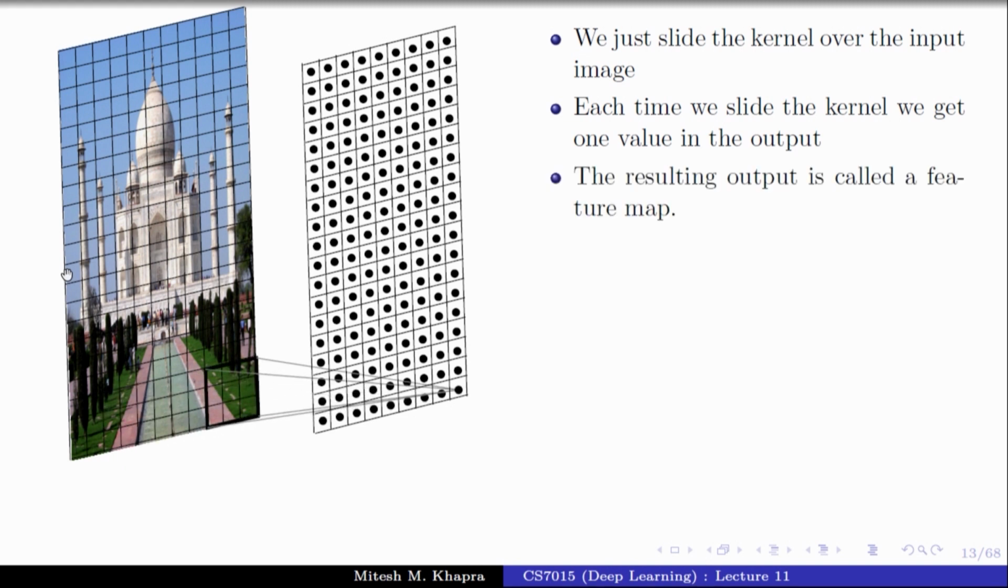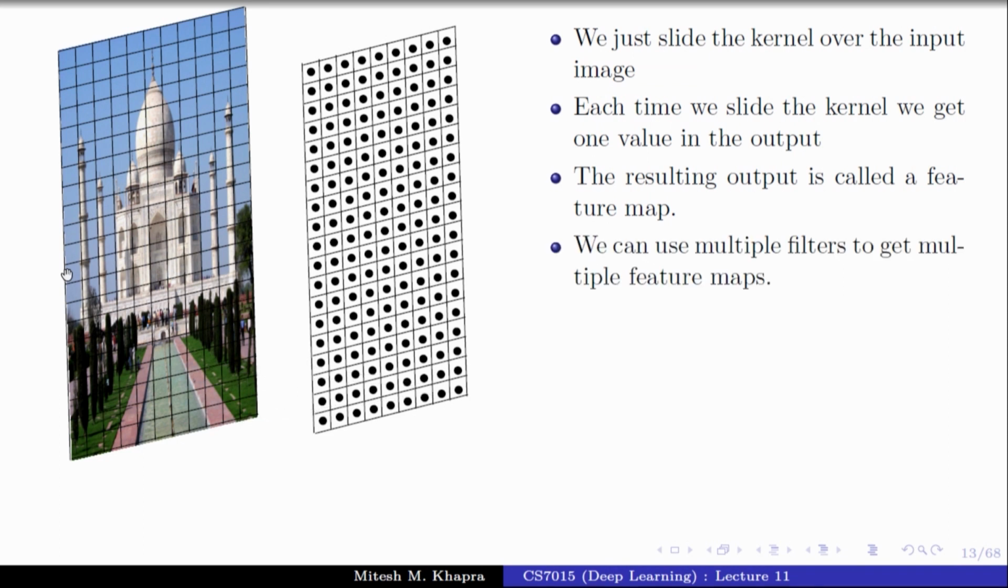Fine. So this resulting output is called a feature map. So why is it called a feature map? We'll get to that later on. So this is called a feature map. So you had the original image. Now you have some transformation of that image. Okay? Some output of that image.